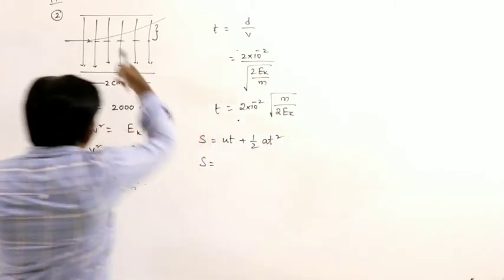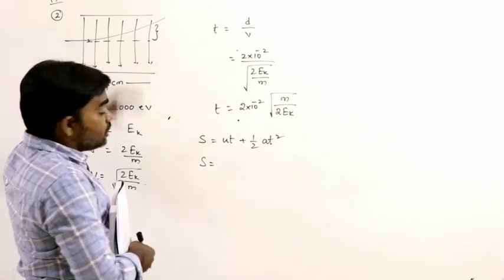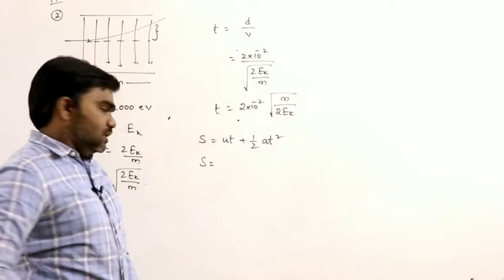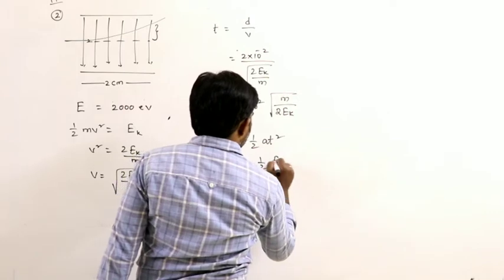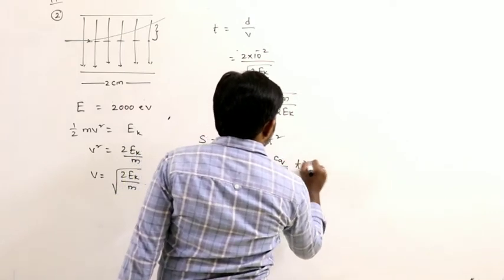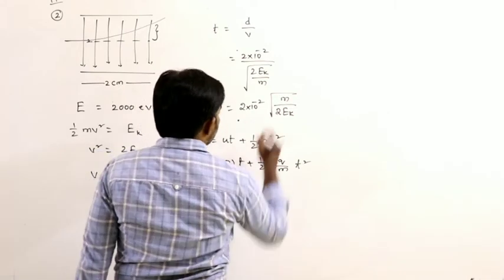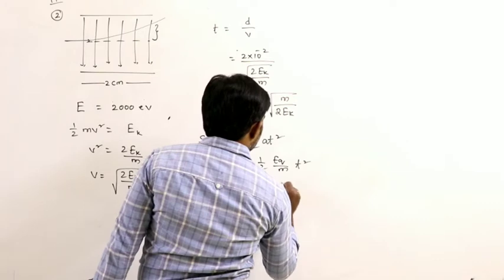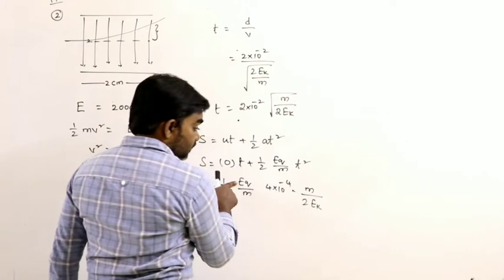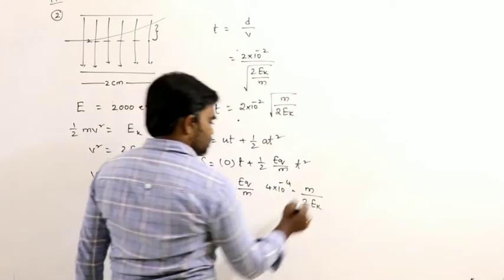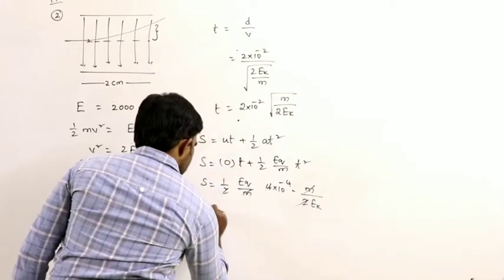S is equal to, along the vertical direction, the initial velocity of the body must be 0. So 0 into t plus half acceleration, formula eE by m, into t square. So S is equal to half eE by m into t square, which can be written as 4 into 10 to the power of minus 4 into m by 2 Ek. This E is the electric field and this Ek is the kinetic energy. M gets cancelled, 4 gets cancelled, then S is equal to E.